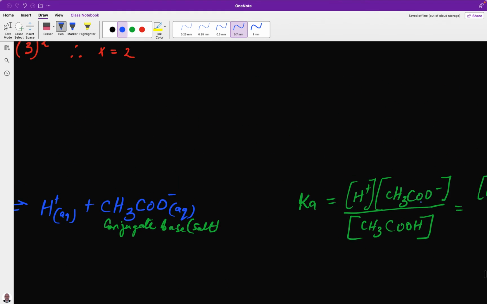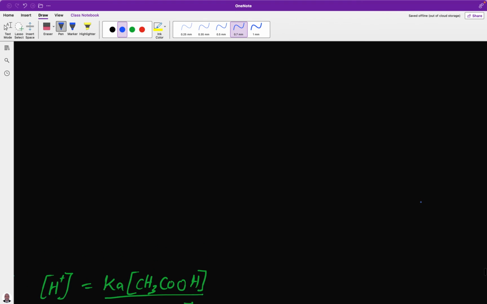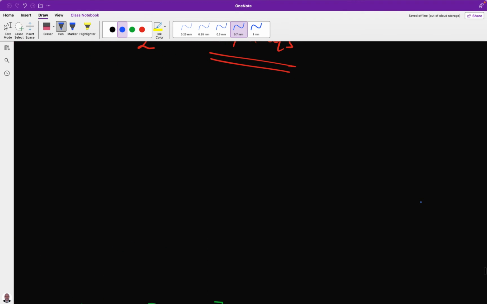Method 2. There is another method that can be used in solving this problem. We can use the Henderson-Hasselbalch equation. This is how it is. The equation for buffer solutions for weak acids. You can use this.